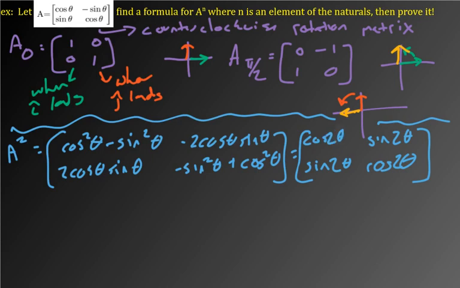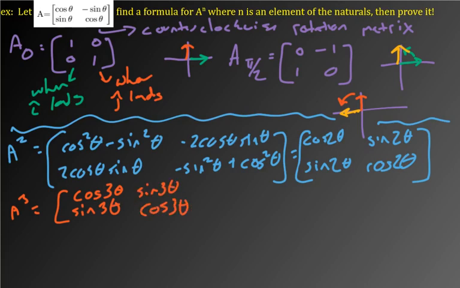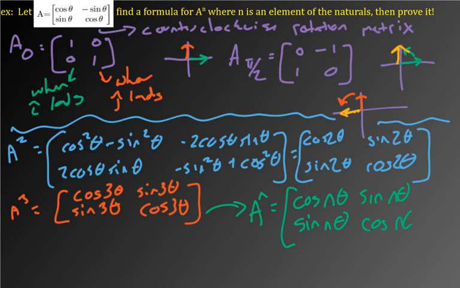And if you just keep doing it, if you do A cubed, it takes a while to go in and do, but you would get cosine 3 theta, sine 3 theta, sine 3 theta, cosine 3 theta. And it's easy to start to see that makes sense because you're just rotating by theta 3 times, so you would just stick a 3 in there. That's why this pattern shouldn't be that surprising. The pattern truly is cosine n theta, sine n theta, sine n theta again, and then cosine n theta.